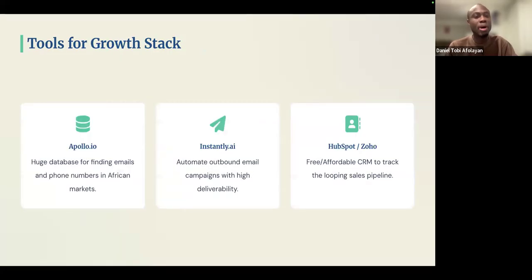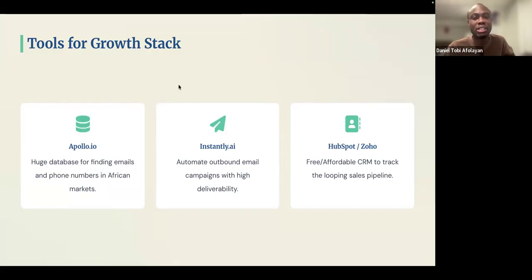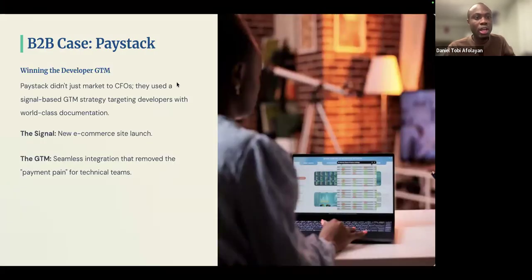That's it, right? I've spoken about some of the tools that you might need. HubSpot or Zoho will help you have a CRM to track your sales pipeline, not too expensive. Instantly.ai, you can use for your email campaigns. You want to send emails to people, you have some emails you want to build, try to get Instantly.ai. Then Apollo would help you to find emails and phone numbers in the Nigerian market and sometimes even outside the Nigerian market, right? And I spoke about Paystack, and this is where I will end today, this case study.